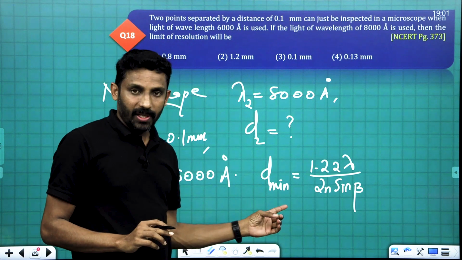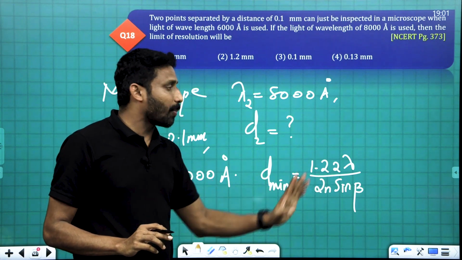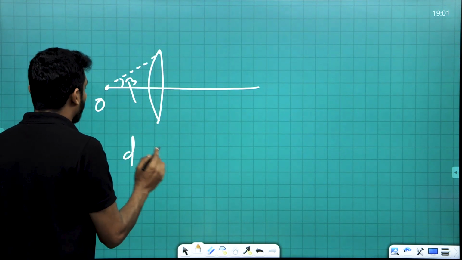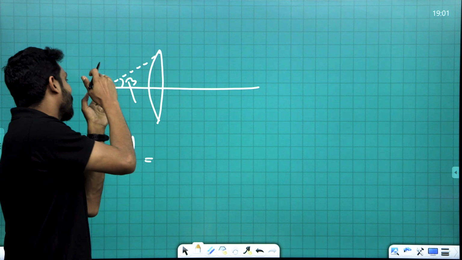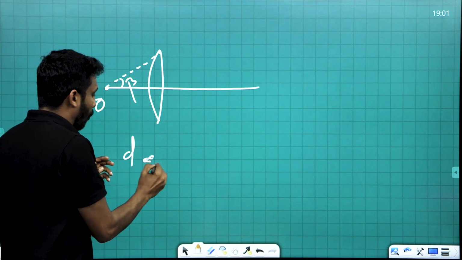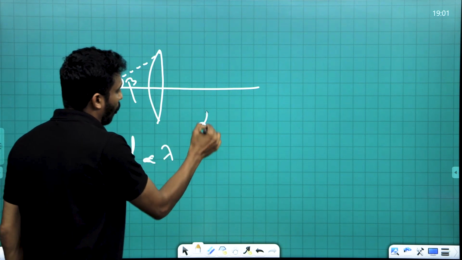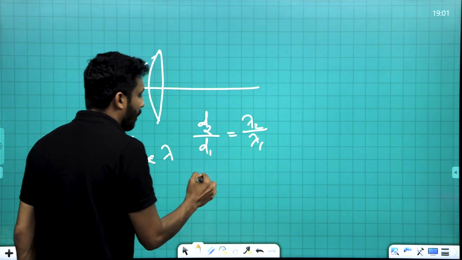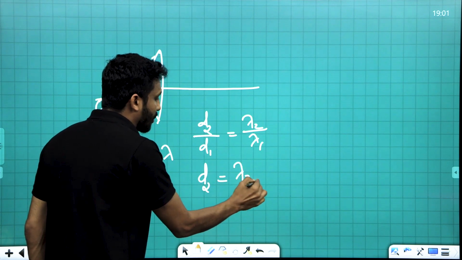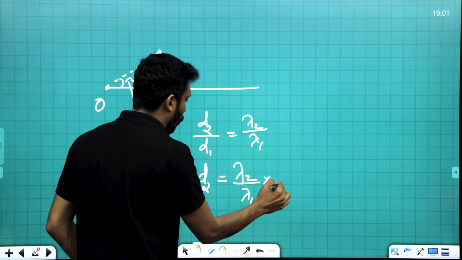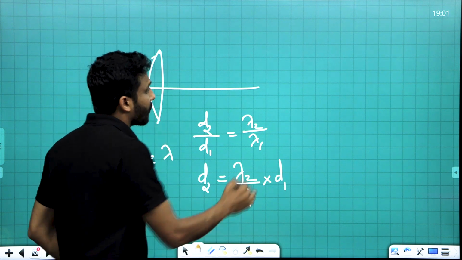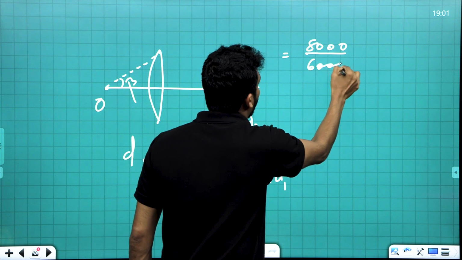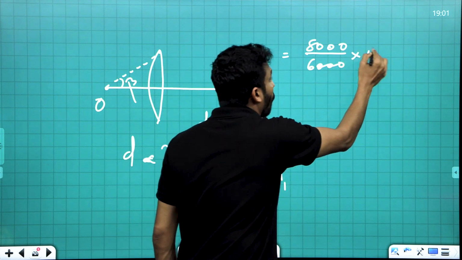Yes. So we understand this d minimum, the distance between 2 points, is directly proportional to lambda. Then d2 by d1 is equal to lambda 2 by lambda 1, so d2 is equal to lambda 2 by lambda 1 into d1. Lambda 2 is 8000 angstrom, lambda 1 is 6000 angstrom, and d1 is 0.1 mm.